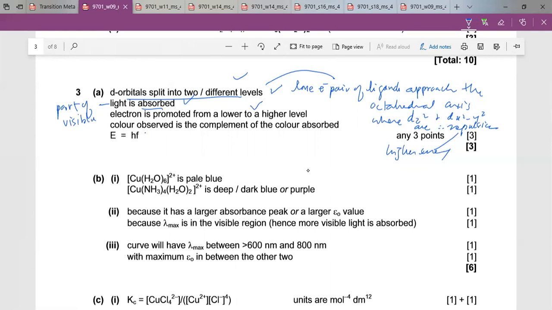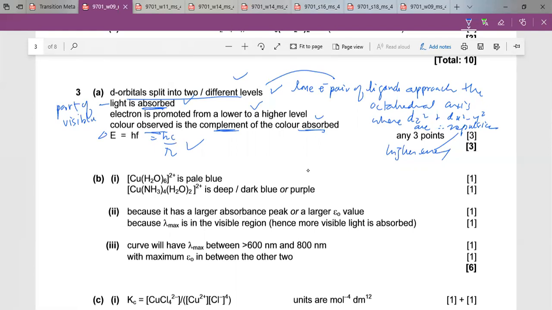Then the color observed is the complement of the color absorbed. And the difference in energy between the two levels is delta E, or hc over lambda. This is also 1 mark. There are 5 points here. You give any 3 points, you get full marks. Fantastic, isn't it?